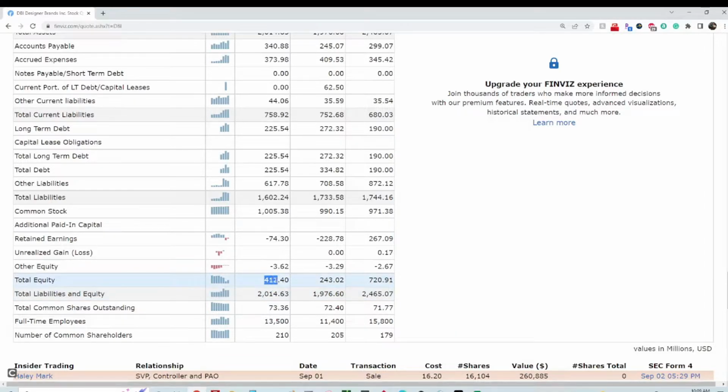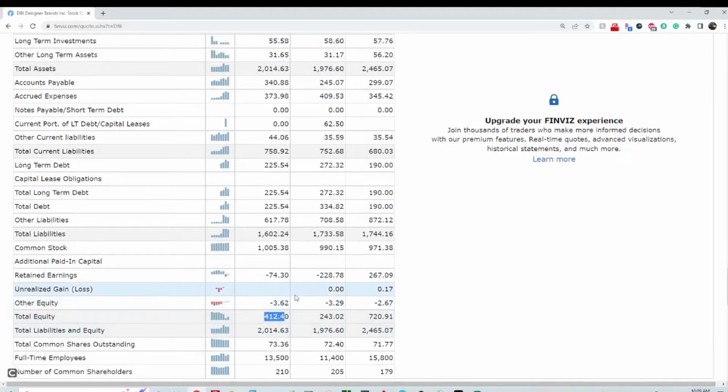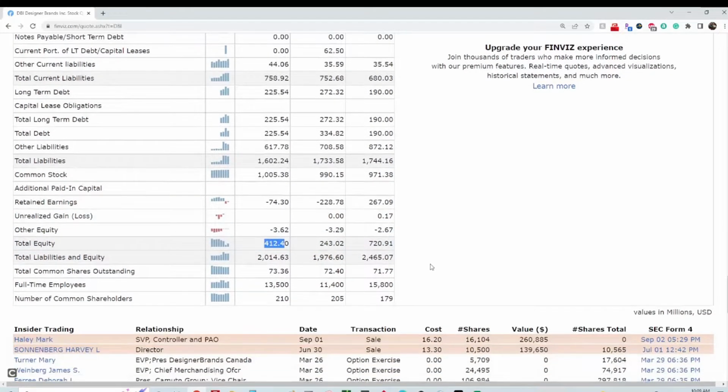I like to see assets dwarf liabilities by 2, 3, 4, 5x. So overall, not bad. It's improving. We can see February 2020, they were doing great. Something happened here, just horrible. Went down to 240, but they're kind of doubling. Again, we don't want to assume that they're going to continue to double year over year, but that's pretty good.